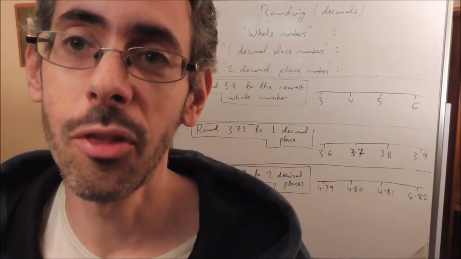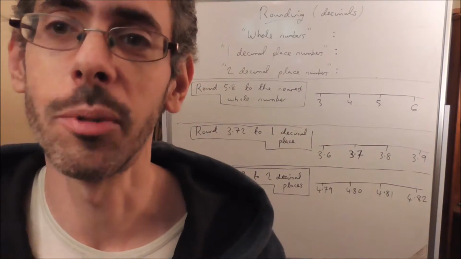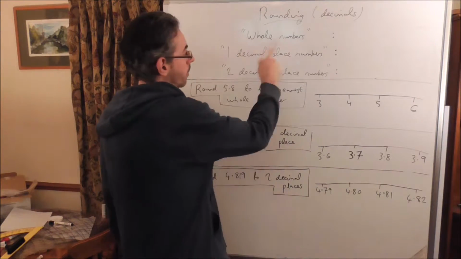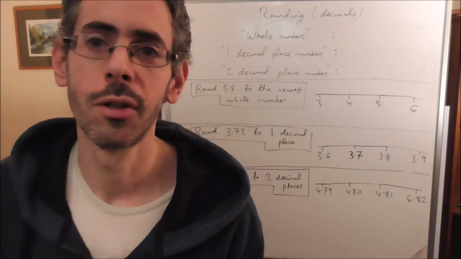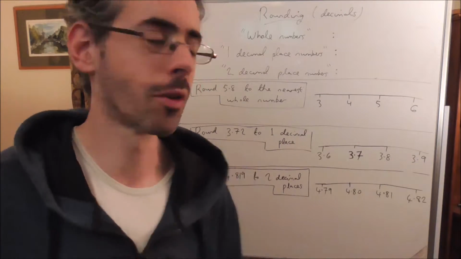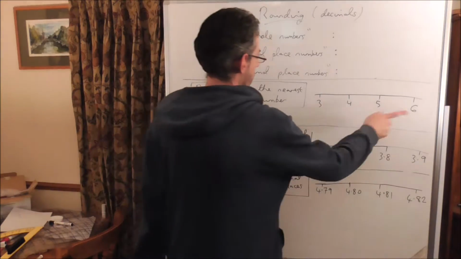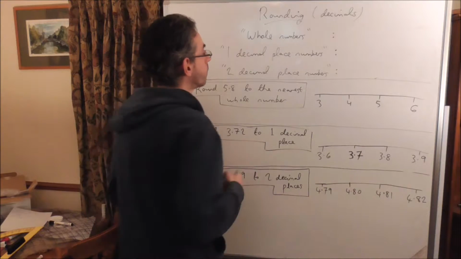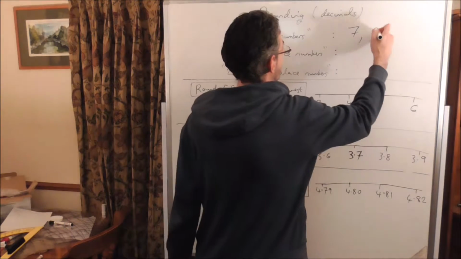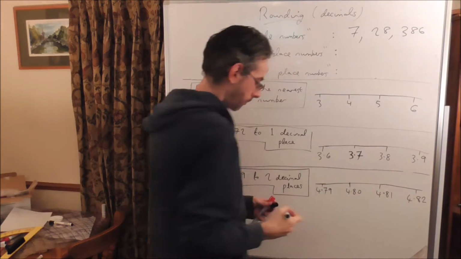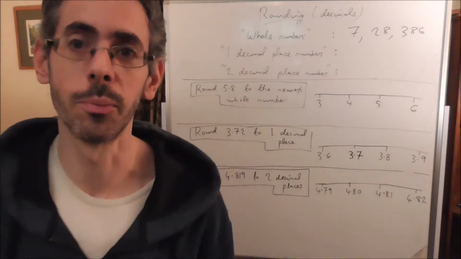Right, so before I get on with the rounding, I'm quickly going to talk about the language I'm going to use this lesson. So I've got some phrases up here. Whole numbers are just numbers with no decimal part. So they're like the ordinary counting numbers, like 1, 2, 3, 4 and so on. I've got some whole numbers written on this number line, 3, 4, 5, 6. Other examples of whole numbers would be 7 is a whole number, 28 is a whole number, 386 is a whole number. So they're just numbers with no decimal part.